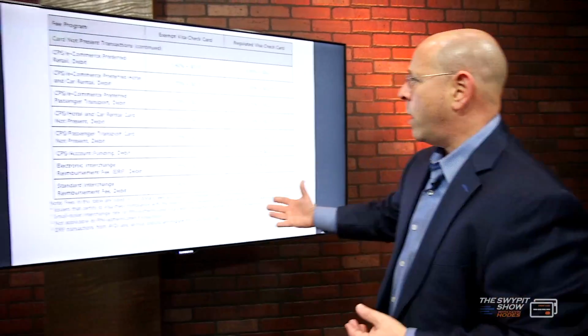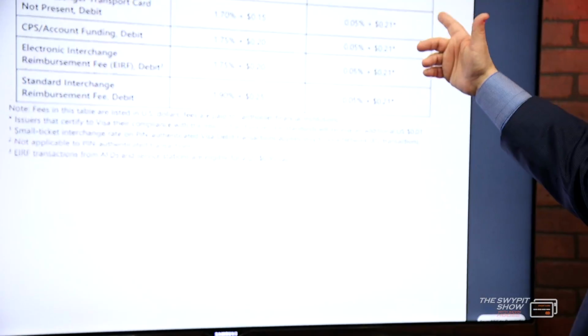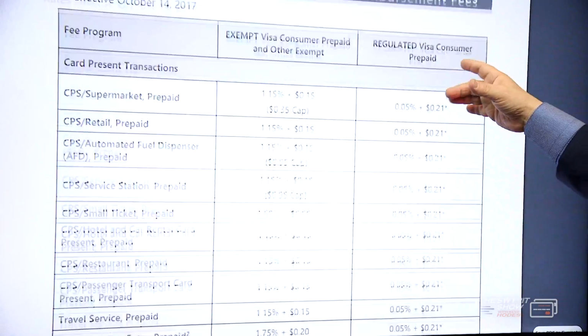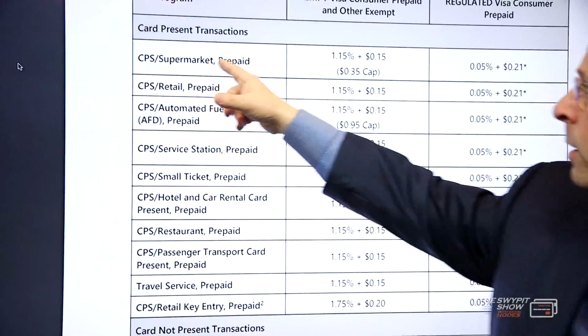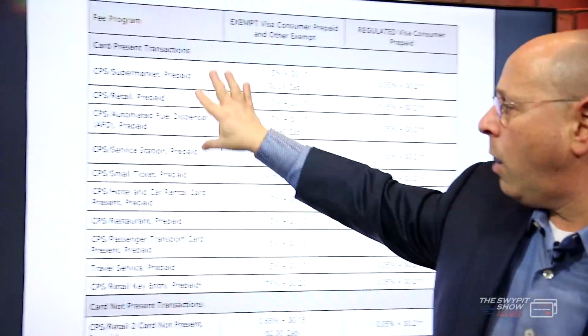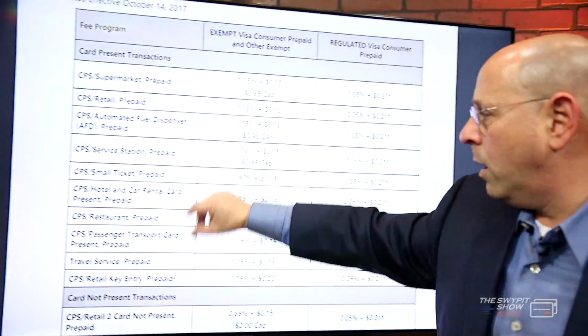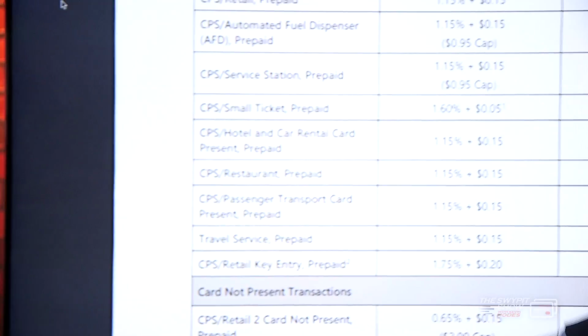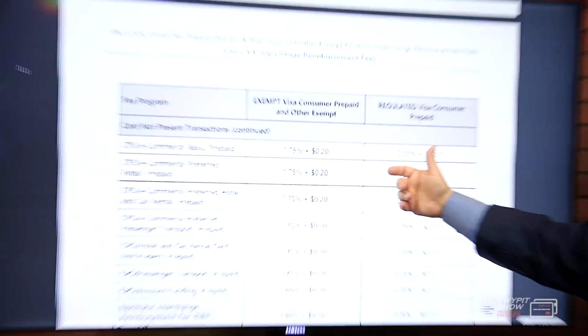But more importantly, if you go up here and scroll, I think this is the last one here. Let's say you were a supermarket, okay? Supermarkets, prepaid. Retail, prepaid. These are gift card type programs. Here you got a small ticket prepaid. Let's see what else we have here, just on here.